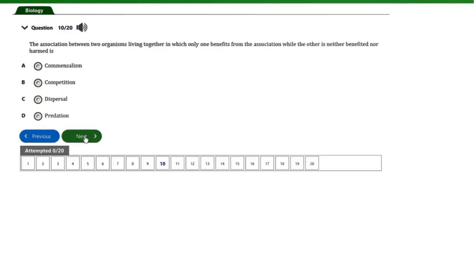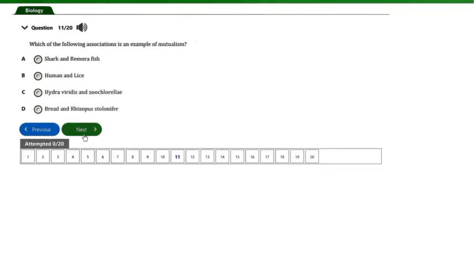We've already explained the concept here. So let's look at the next question. Question number 11. It says, which of the following association is an example of mutualism? A. Shark and remora fish, B. Human and lice, C. Hydra viridis and Zoochlorella, and then D. Bread and Rhizopus stolonifer.